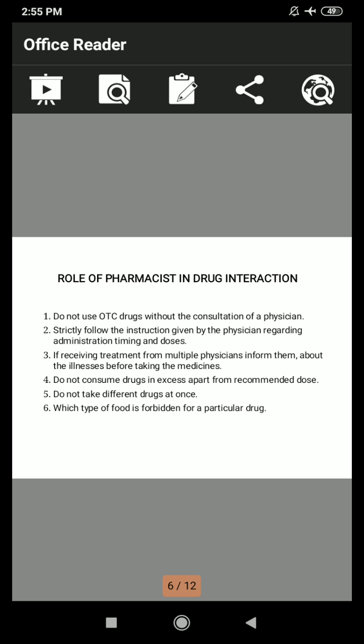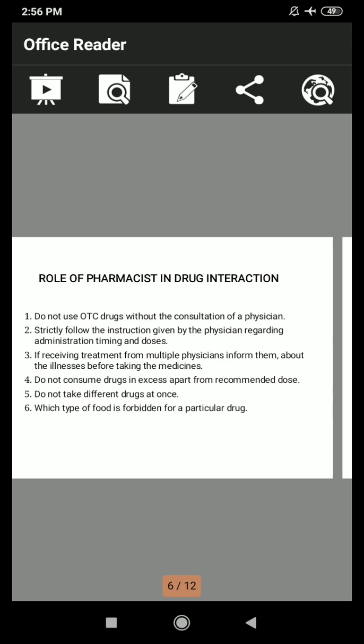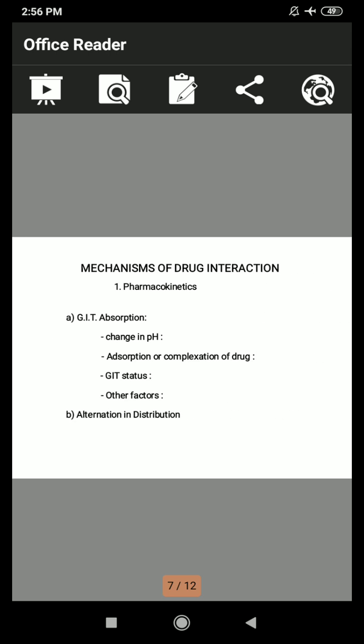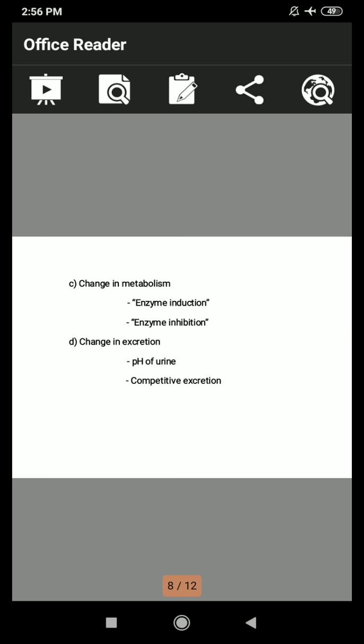Then do not take different drugs at once. Then which type of food is forbidden for the particular drugs. These are the roles of the pharmacist in drug interaction. Then next is the mechanism of drug interaction. First is pharmacokinetic and second is pharmacodynamic interaction.